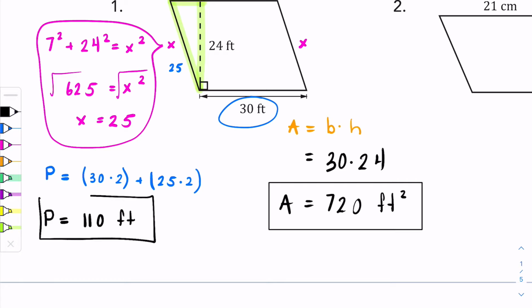Remember, perimeter is length, so it is just feet. It is not feet squared. This here is your final answer.